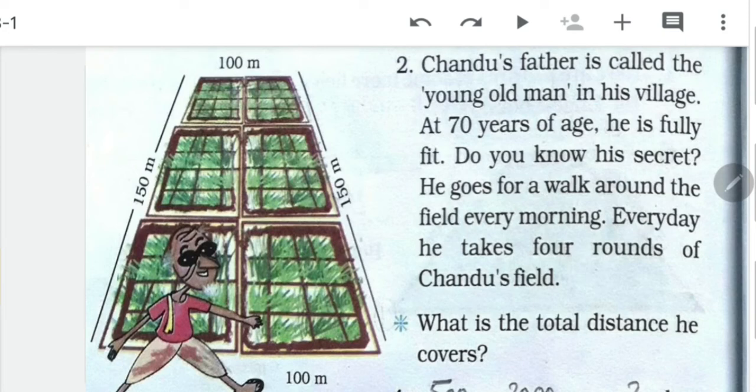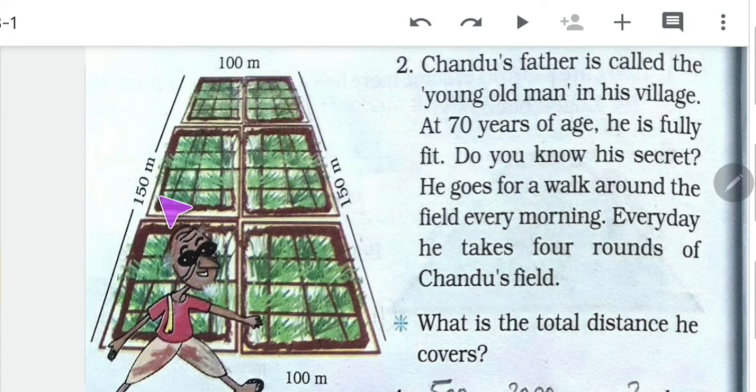Now the next activity is: Chandu's father is called the young old man in his village because at 70 years of age he is fully fit. Do you know his secret? He goes for a walk around the field every morning. Every day he takes 4 rounds of Chandu's field.